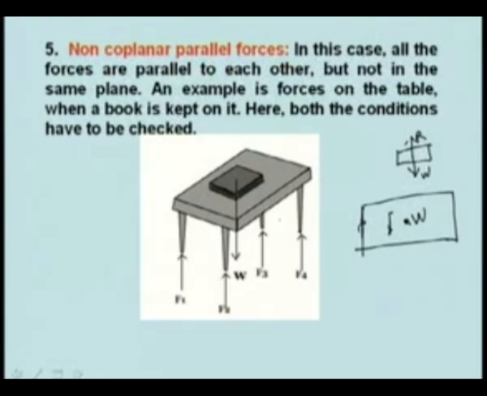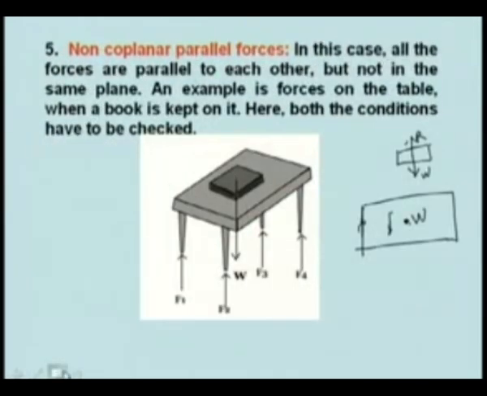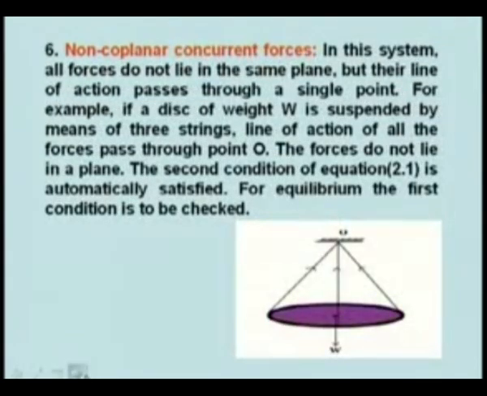So, all these forces are there, but they are not in a single plane. You cannot make a single plane in which all the forces lie, but all of them are parallel, because all the forces are vertical. So, that type of situation is also there, and here you have to check both the conditions. That means the sum of all the forces should be 0, and at the same time the moment should also be 0.